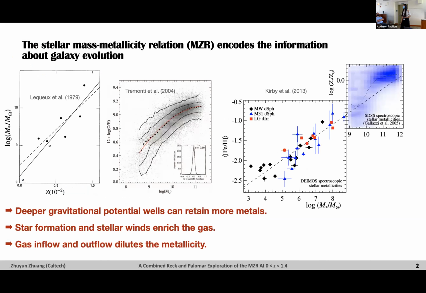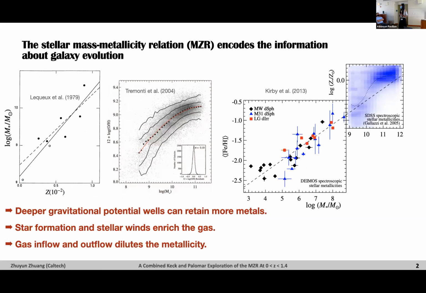So starting from the beginning, in 1979, Lequeux measured the abundances of the heavy elements from the local H2 regions and found that there's actually a correlation between the stellar mass and the gas phase metallicities. So this is the mass metallicity relation, or MZR as we call it today.